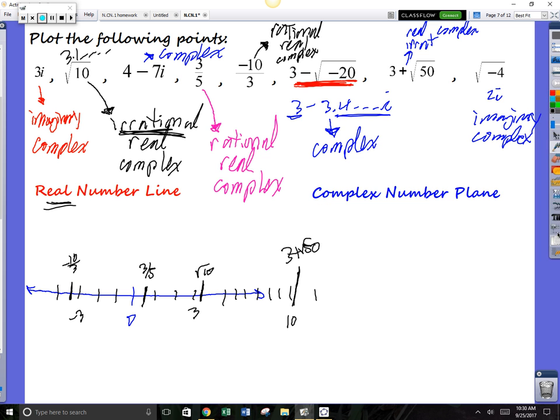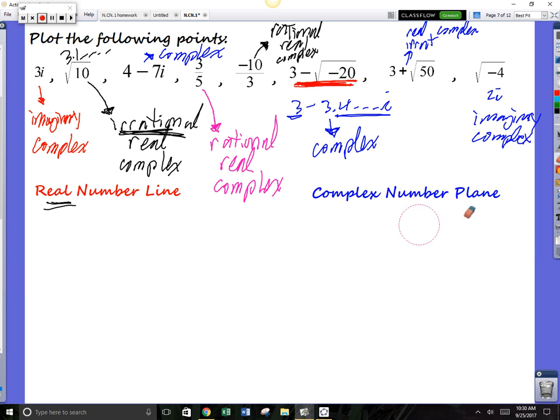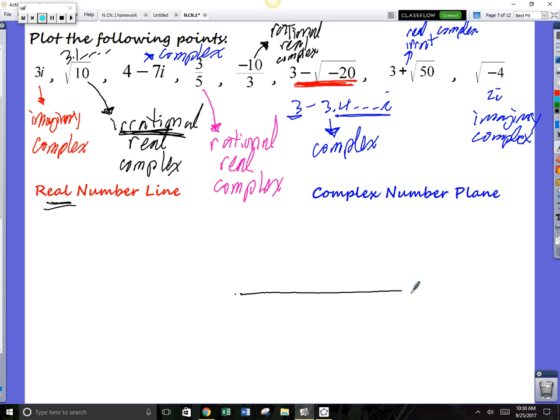Okay, the complex number plane. The complex number plane is way cool. So here's how it looks. You are going to have an x-axis and a y-axis. Now the x number line is where we're going to put all the reals, and the y number line is where we're going to put all the imaginaries. So all the reals go here.